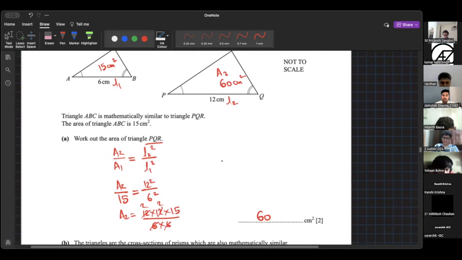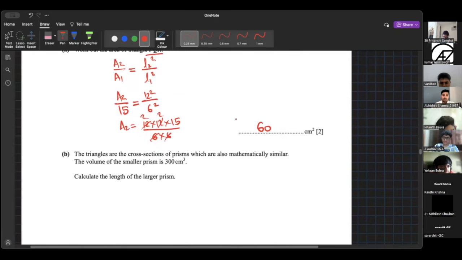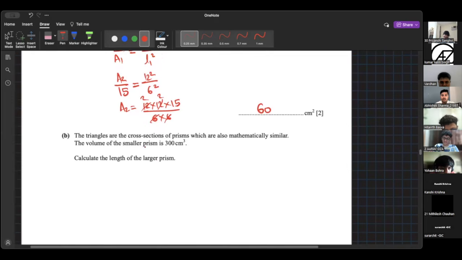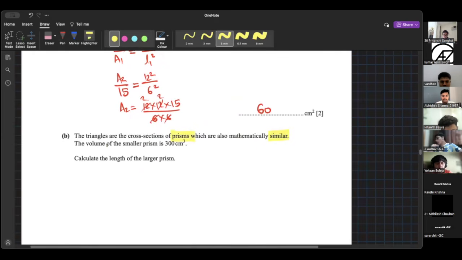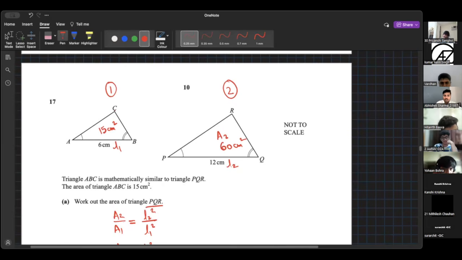Okay. Should we move on to part B now? Okay, part B says the triangles are the cross sections of a prism which are also mathematically similar. The volume of the smaller prism is 300 centimeters cube. Okay, so what they are saying, these are the cross sections of a prism. Let's say the prism is like this.